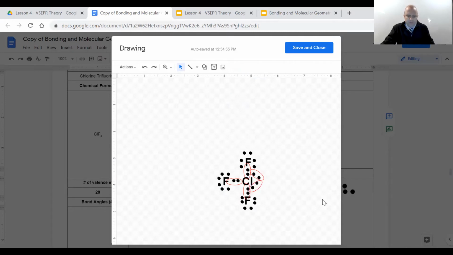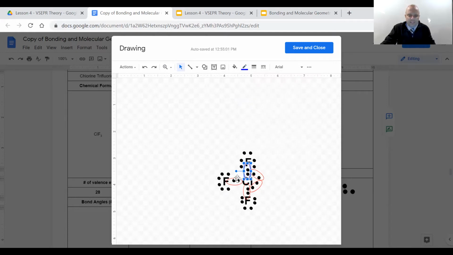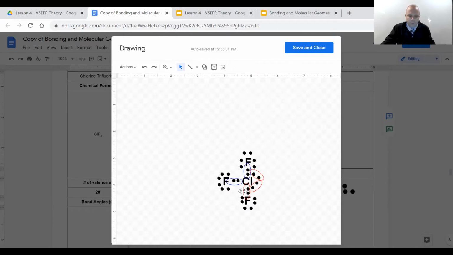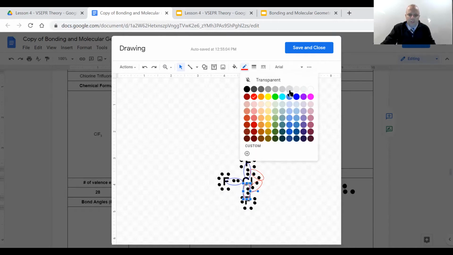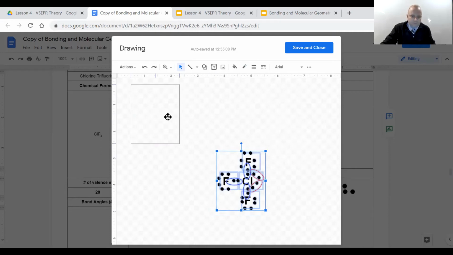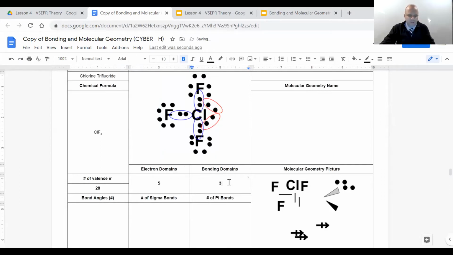are right there. So now, out of the 5 electron domains that we have there, 3 of them are bonding domains. These 3 that I'm turning into blue, those are the 3 bonding domains. So I'm going to move this up to the top here. And there we have our 5 electron domains, 3 of which are bonding domains. So 5 here, 3 here.